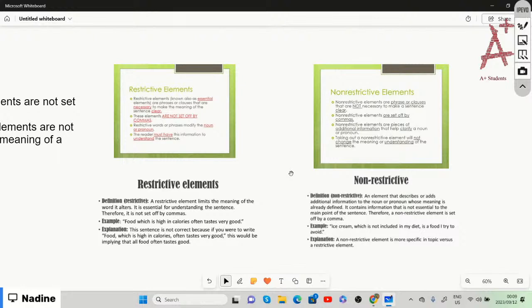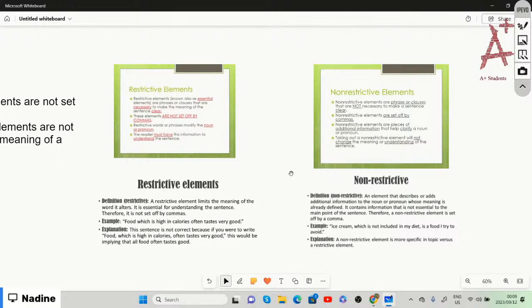So a non-restrictive element is an element that describes or adds additional information to the noun or pronoun whose meaning is already defined. Even though we know what the noun or pronoun means, this is just additional information. It contains information that is not essential to the main point of the sentence, and therefore a non-restrictive element is set off by a comma, because we've already gotten the point of what the noun or pronoun defines.